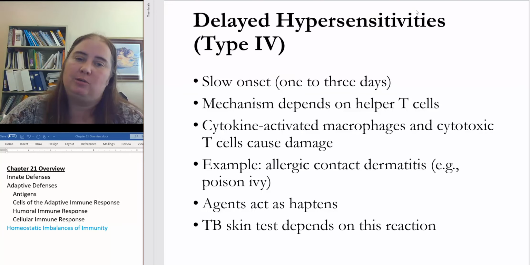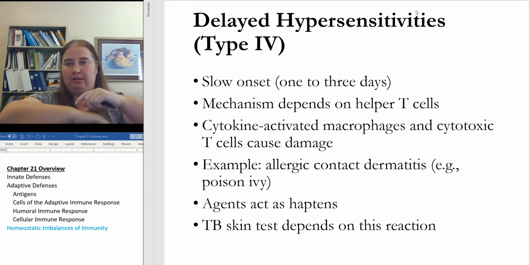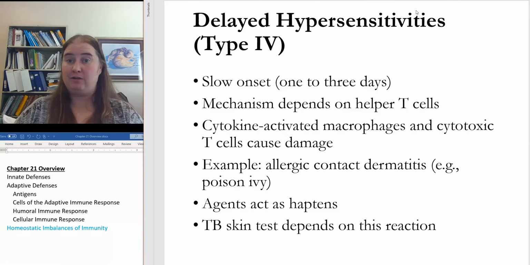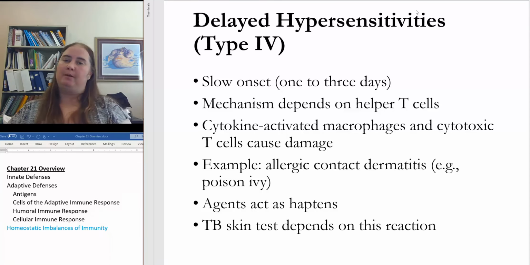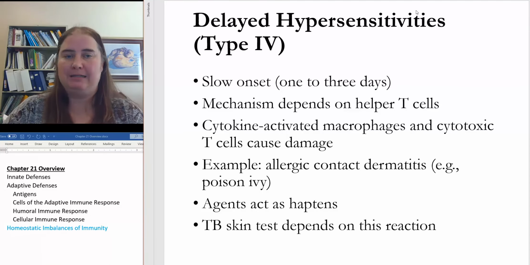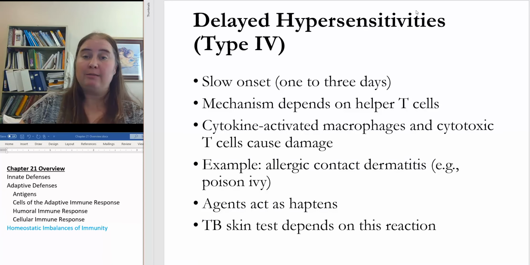Allergic contact dermatitis, so for example, poison ivy, is a perfect example of a delayed hypersensitivity. Tuberculosis, in terms of not the TB itself, but the TB test they use, skin test where they basically put a little bit of a solution under your skin and you come back in a few days to see if you're reactive to it. That system utilizes a delayed hypersensitivity mechanism to test for the presence of that pathogen inside your body. Okay, so that completes chapter 21.